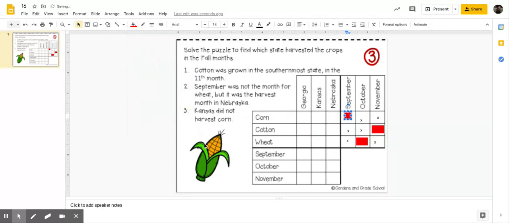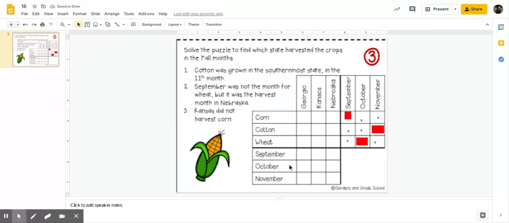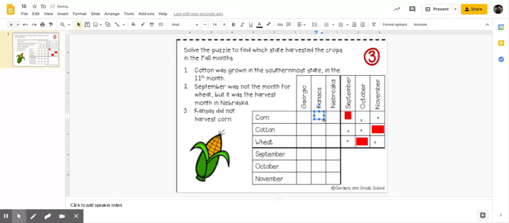Now that we figured out our dates, we're going to start looking at our states. So, wheat, but it says it was harvested in the month in Nebraska. So we don't know what that is yet because we don't know what is in Nebraska. But we do know from number 3 that Kansas did not harvest corn. So I'm going to go to corn and cross out Kansas.